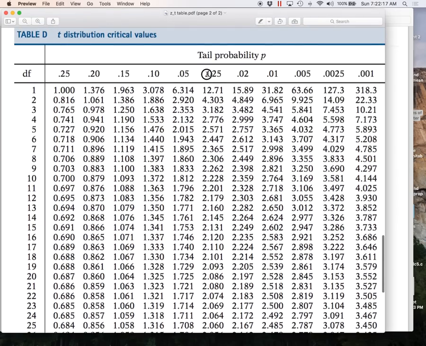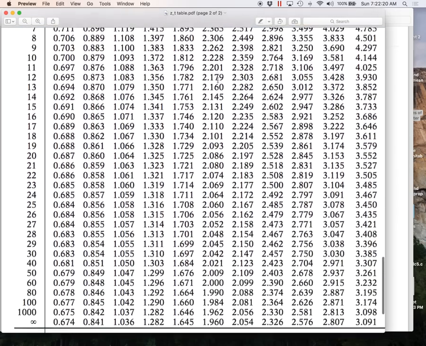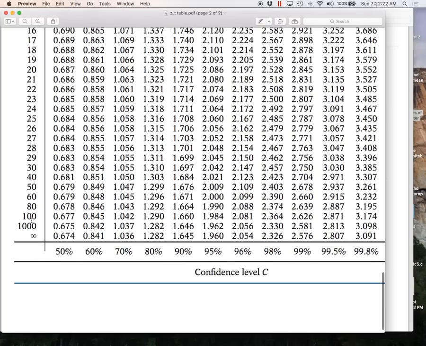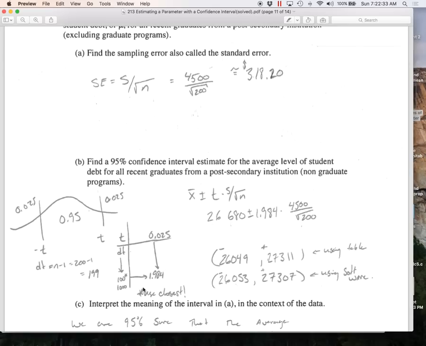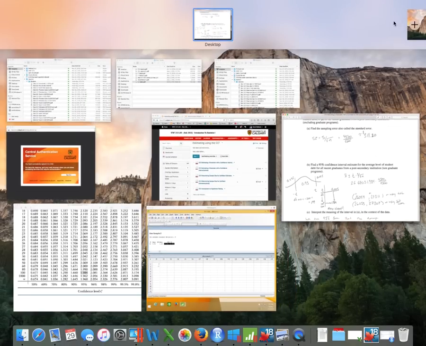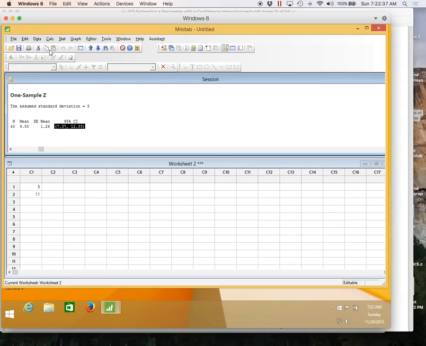Okay, so here we go up to 0.025, where it meets up with 100. That looks like right here. The t-value we would use is 1.984. Okay, so that's what I'm trying to say. We'd have to use the closest one. If you have Minitab, you don't have to do that. You can find the exact value.